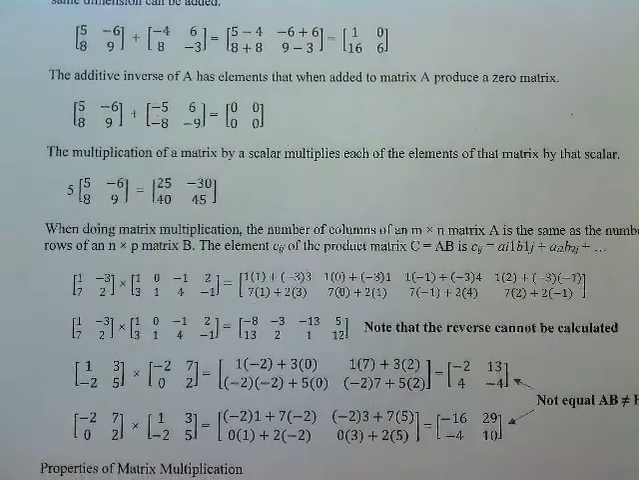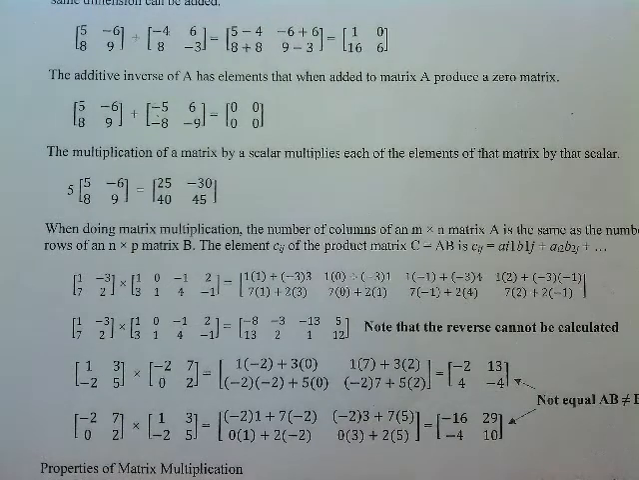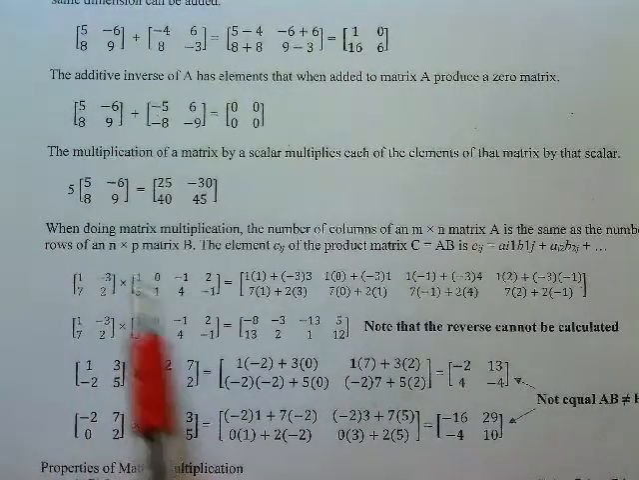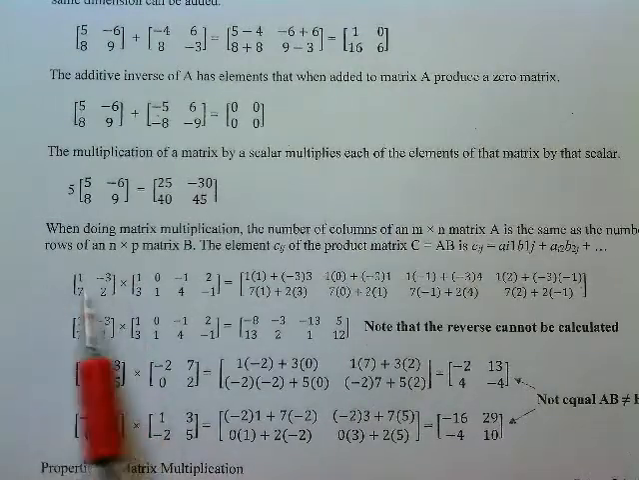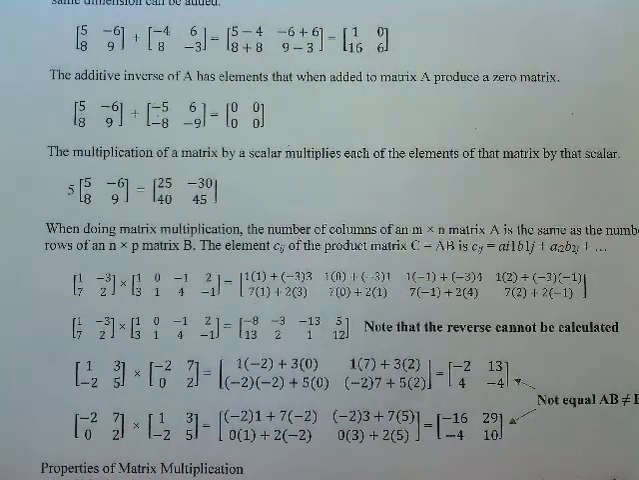Now, when actually doing matrix multiplication, in other words, multiplying two matrices, there is a restriction. The number of columns of an m by n matrix A has to be the same as the number of rows of an n by p matrix B. So note here, this is a 2x2, this is 4x2. The key is there are 2 in a row here and there are 2 in a column there. That is what has to match up.